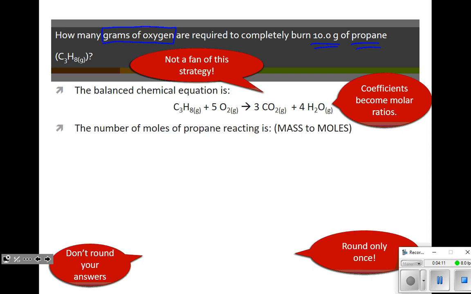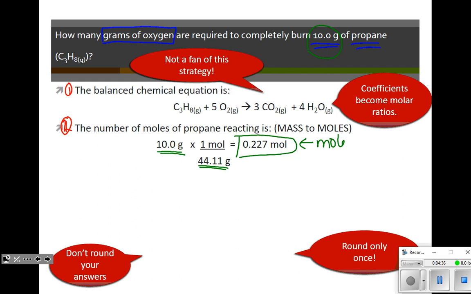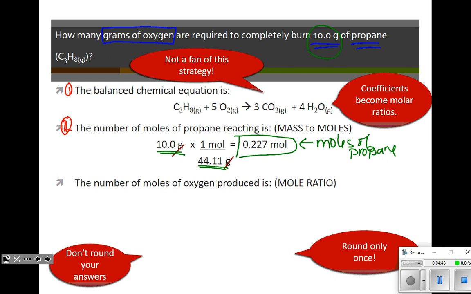So the first step we're going to do, actually this is step number one, this would be step number two. We're going to find the number of moles of propane, so we're going to convert mass to moles. We have 10 grams of propane, because it's giving you 10 grams here. Use my molar mass of propane to get moles of propane. Grams cancel out.